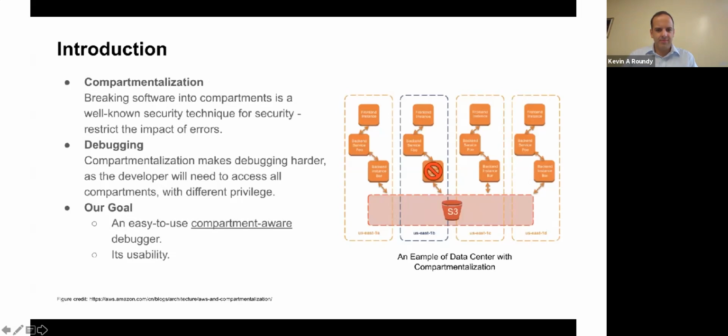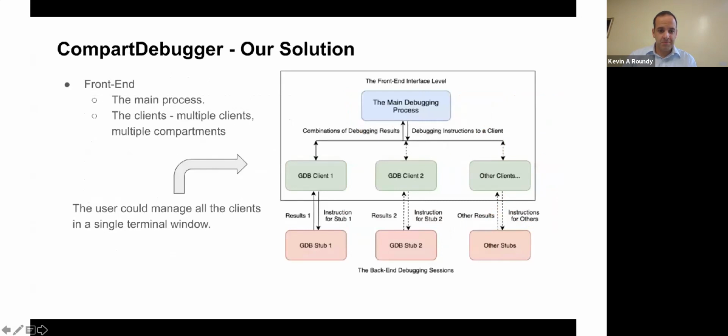But this design makes us pay in the debugging session, as the program is divided into pieces and probably distributed across separate machines. So we built a compartment-aware debugger, and we would like to discuss its usability in scientific research. Our debugger is based on GNU's GDB.